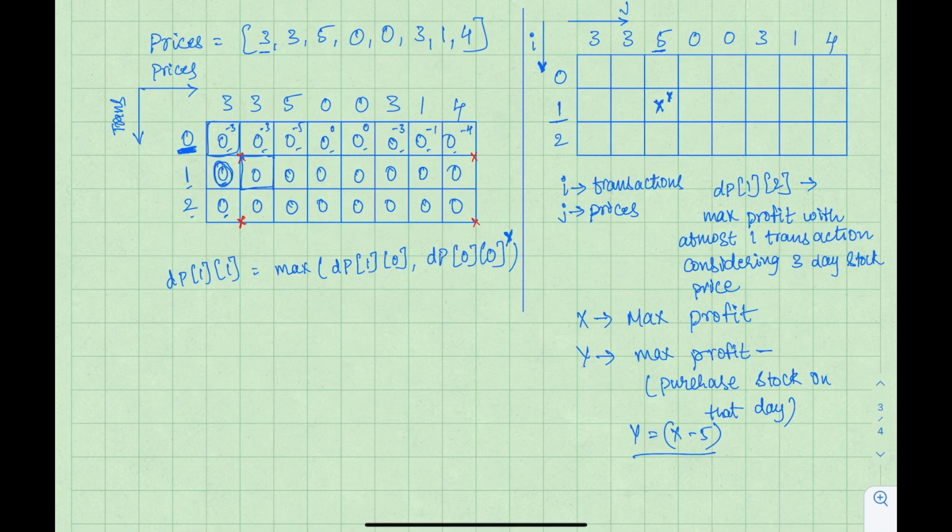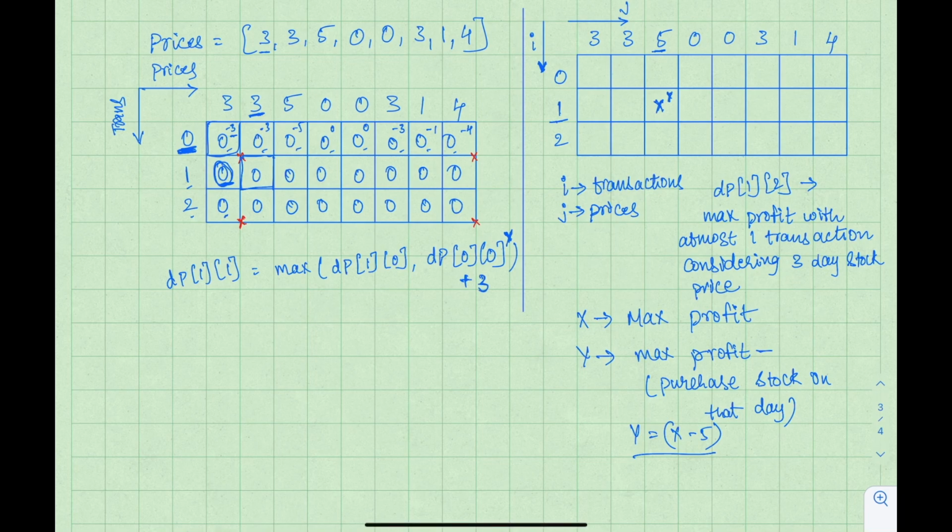Okay, so the maximum that you're going to get from this is, here it is 0, and here your y is minus 3, and then you have to add this dp of 0 0 y value plus the current purchase price for the I3, for that we are going to add this value. So it is going to be 3.